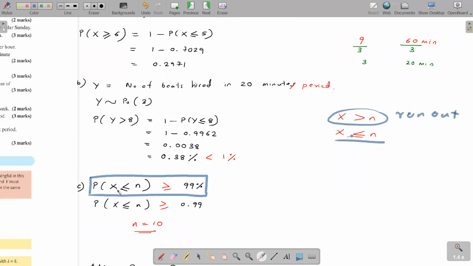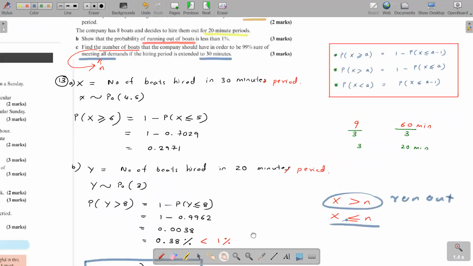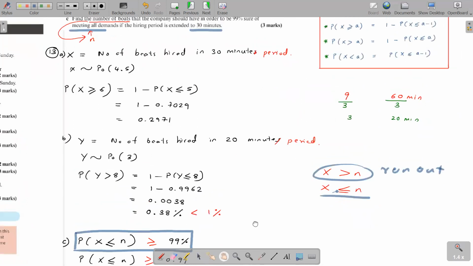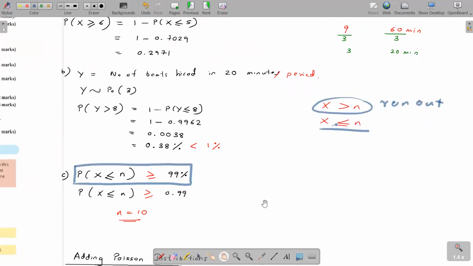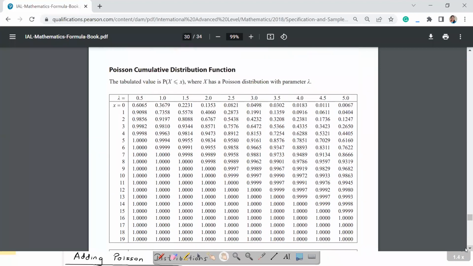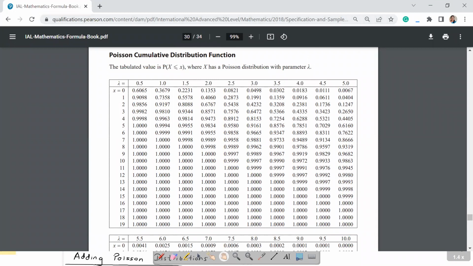Then you know what we do here: x less than or equal to n means I'm directly in the format of my table, right? I don't have anything to convert. So I need the first probability, the n value where I exceed it, the smallest number of boards. For capital X, the lambda is 4.5, right? So let's go to the table. Let's go to lambda 4.5 and see where we exceed 0.99. So where do we exceed 0.99 for 4.5?